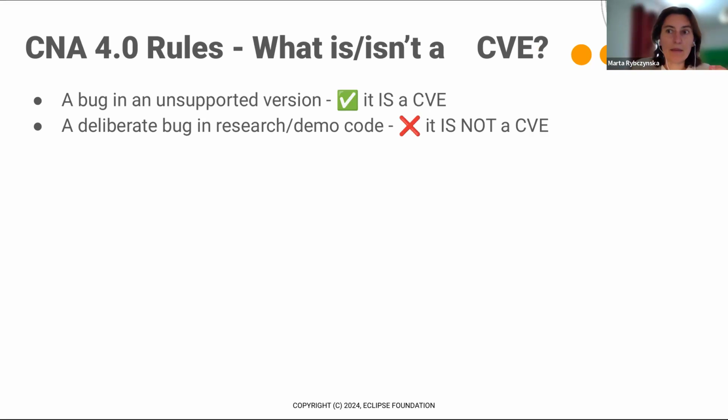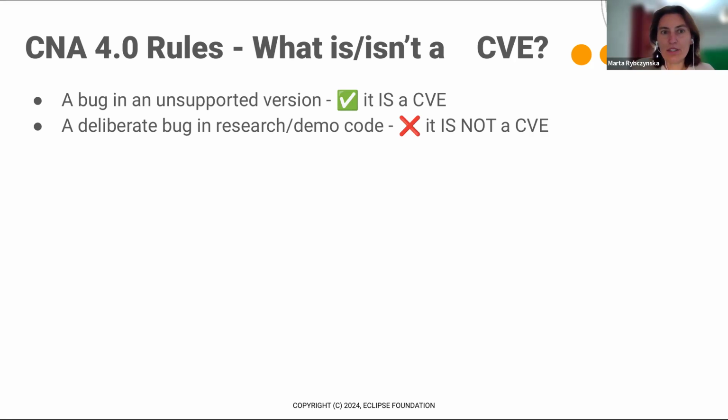I reminded that a bug in an unsupported version can and will get a CVE ID. You cannot say that this version is unsupported, so I'm not going to release a CVE. You can say this version is not supported. I will never release a fix for this issue. That's okay, but it will still get a CVE. The rationale behind it is that people see that all versions have unfixed vulnerabilities, and that should incentivize them to go and use the more up-to-date version.